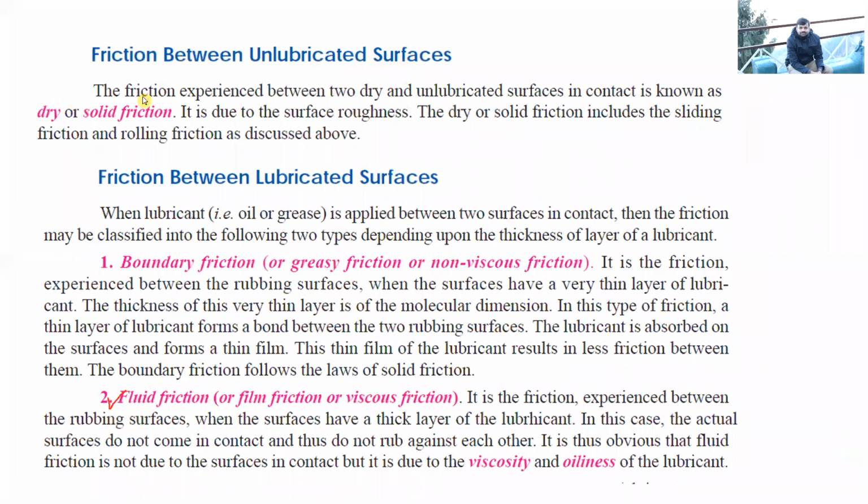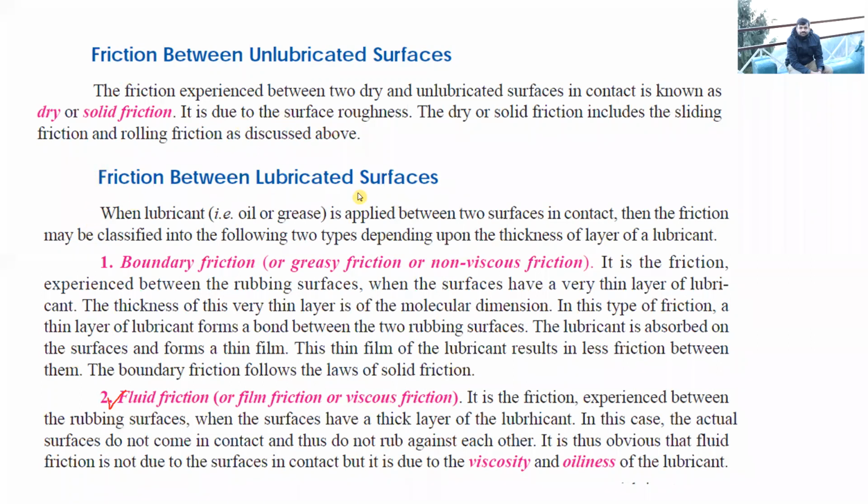So if there is no lubrication between two surfaces which are in relative motion, there will obviously be a lot of friction, right? The friction experienced between two dry and unlubricated surfaces in contact is known as dry friction or solid friction. It is due to the surface roughness. The dry or solid friction includes the sliding friction and rolling friction as discussed above. So if there is no lubrication between the two rubbing surfaces, then the friction would be the dry friction or solid friction. All right, and it is mainly due to the surface roughness.